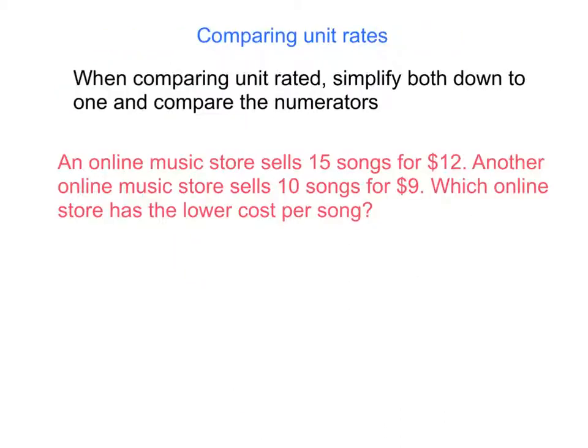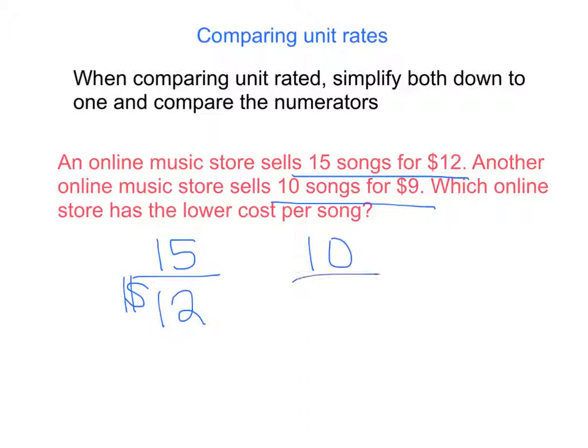We can also use unit rates to compare rates. When you're comparing unit rates, you simplify both of them down to 1, and then you compare the numerators. So let's look at this example. It says an online music store sells 15 songs for $12. Another online music store sells 10 songs for $9. They want to know which one has the lowest cost per song.